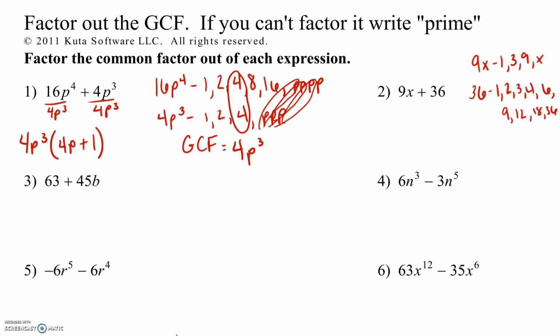Whoops. Okay. So we want to find the largest factor that they have in common and any variables. So they both share the factor of 9, but since 36 doesn't have an x on it, they don't share any variables. So our GCF is just 9. So we're going to divide each of these terms by 9, and it comes out here. So 9x divided by 9 would just be x, and 36 divided by 9 would be 4.